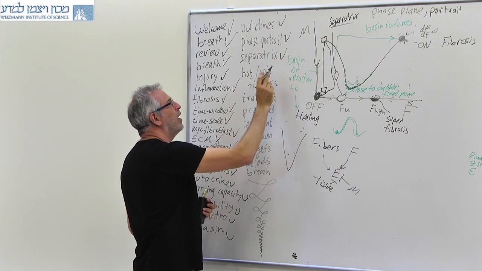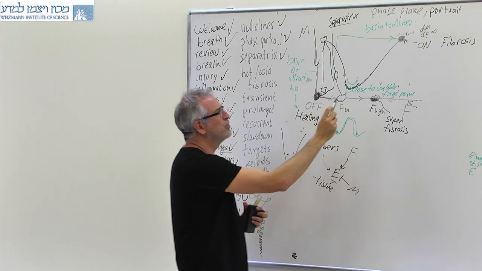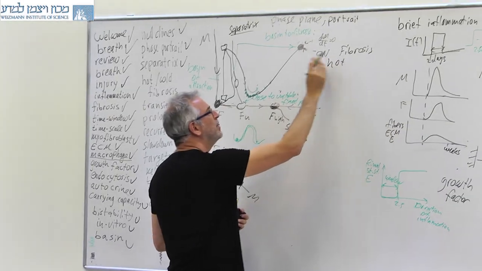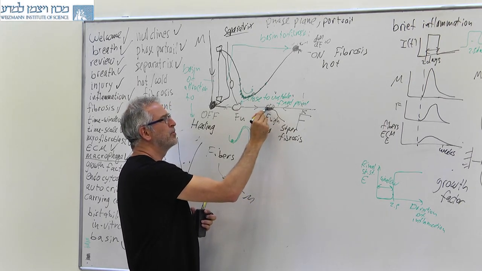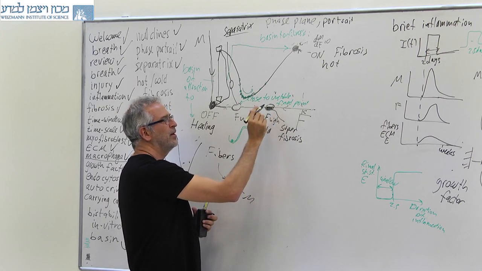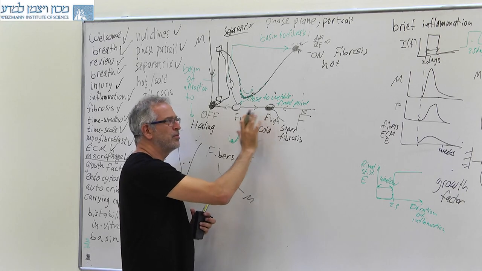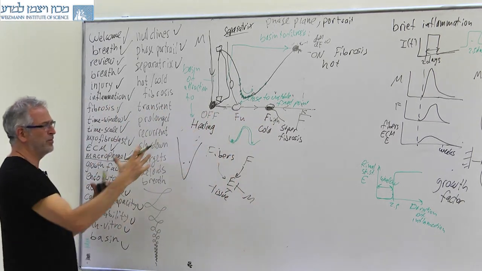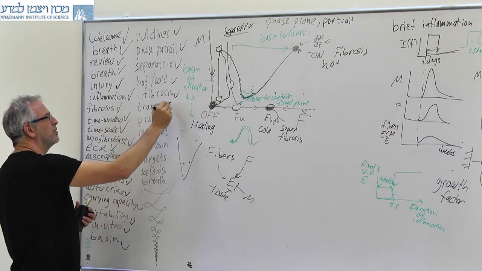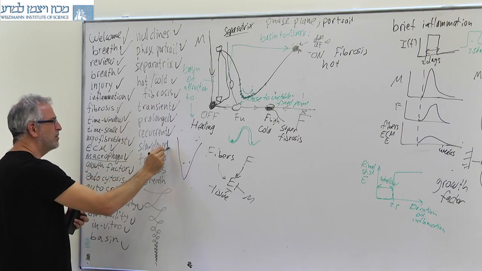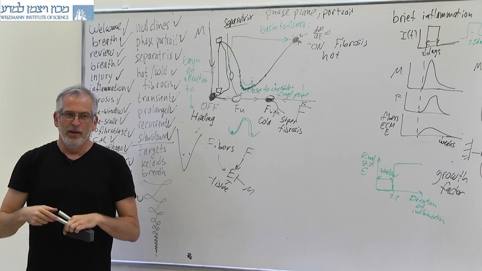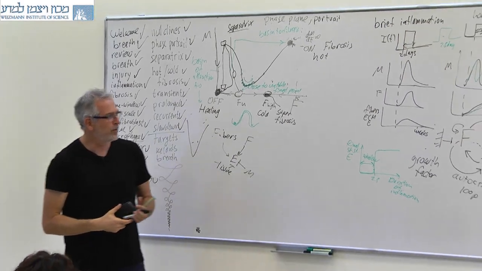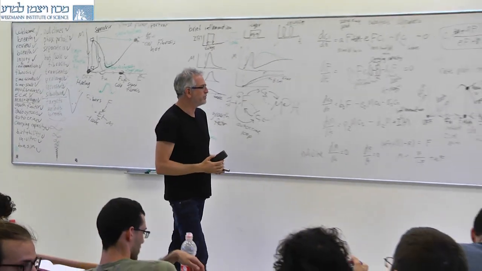Separatrix, we call it hot and cold fibrosis. We like to say hot fibrosis because it's full of immune cells, and cold fibrosis because this kind of fibrosis also exists, where it's only fibroblasts and no immune cells, and that's bad fibrosis, full of fibers. Fibrosis, transient, prolonged, recurrent, the slowdown. And now let's talk about targets. Let's see what we can do about fibrosis based on this picture.